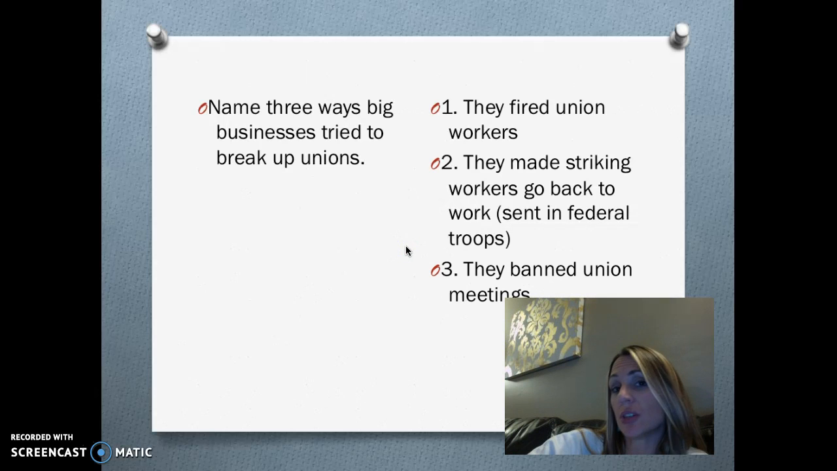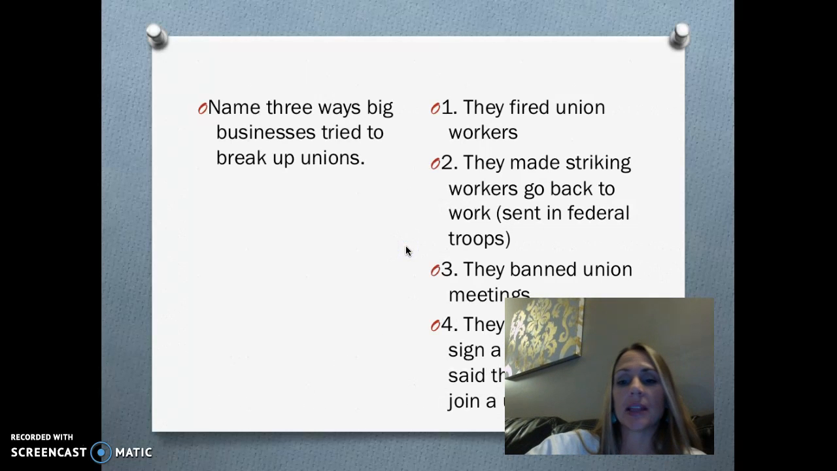They would ban union meetings. They would go in and disperse the people when they were in meetings, and employers would say it was illegal to hold them. And lastly here, they made workers sign a contract that said they wouldn't join. Your book uses the term yellow form or something with the word yellow to reference the form that they had to sign. And sorry if my face is covering it. To sign to say that they wouldn't join a union.